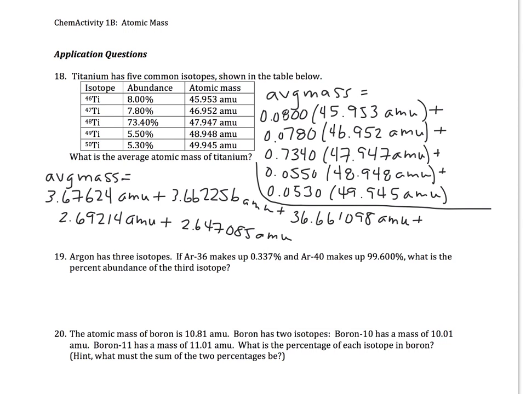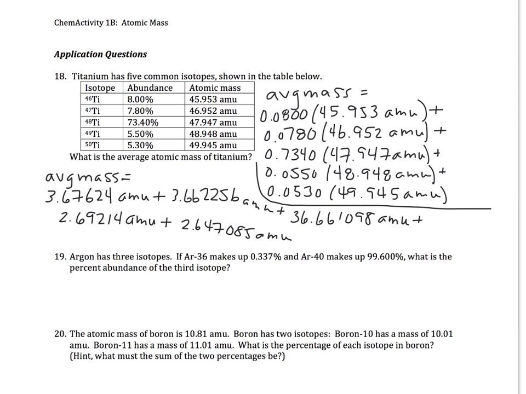Okay, so let's look at what I did here. This number here, 3.6726624, is the result of this product. The second one is the second line, the third one is the third line, etc. Notice we've got a number that's a little over 3, it's 3.67, 3.66, 2.69, 2.64. This one is 36.66. So the largest contributor to the average mass comes from the isotope that has the largest percent abundance, which makes sense.